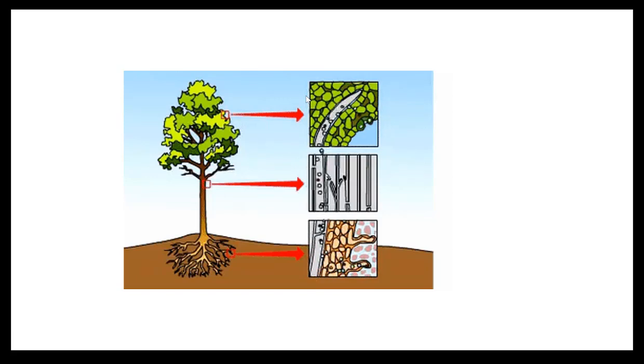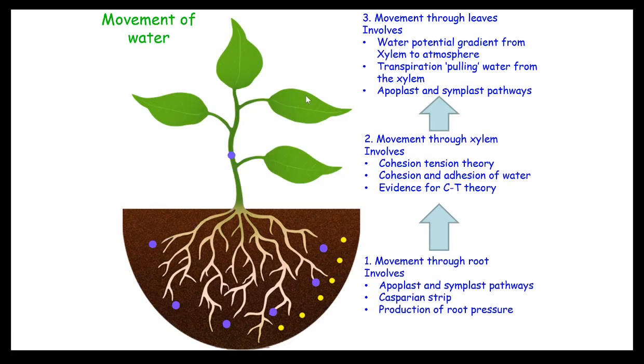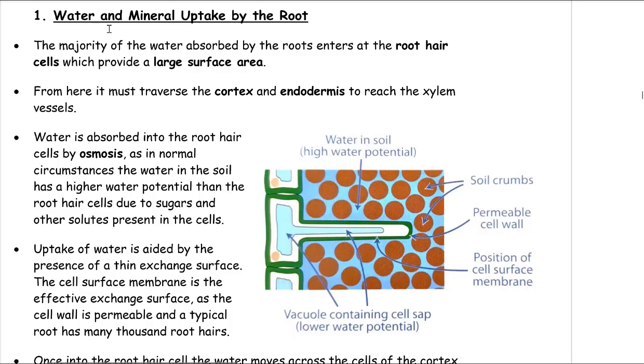So strap yourselves in. Now, this diagram basically just shows what's going to happen. The first area we're going to look at is movement through the root. It involves talking about things like the apoplast and symplast pathways, the Casparian strip, and the production of root pressure. Then we'll go on to movement through the stem and through the leaves. So let's start here with water and mineral uptake by the root.